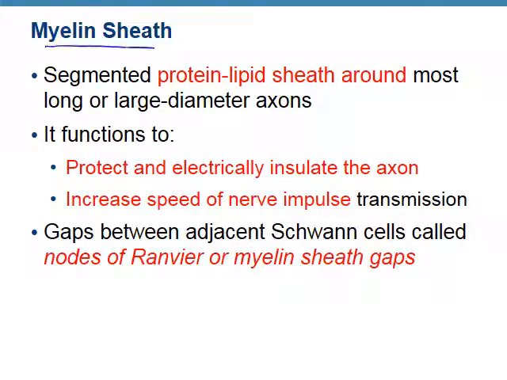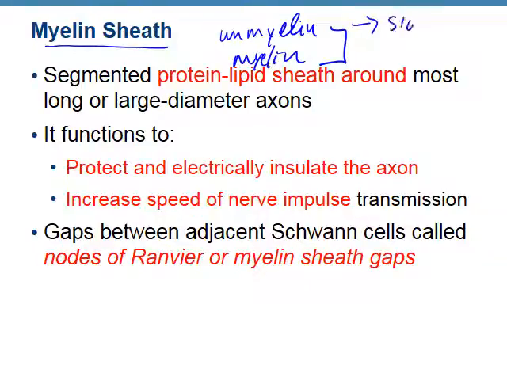So we've talked about myelin sheaths already. We talked about unmyelinated versus myelinated when we looked at nerve conduction. So remember, the unmyelinated was slow, steady signal, action potential generated. The myelin was the fast.